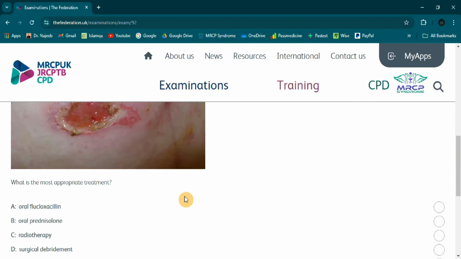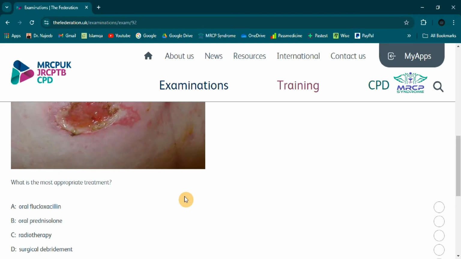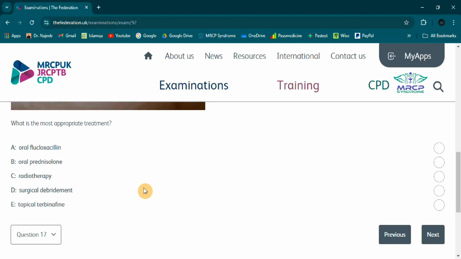So what should be the first line choice if pyoderma gangrenosum is suspected? Oral prednisolone. Yes, we'll be going for the oral prednisolone. The treatment of choice for pyoderma gangrenosum would be a systemic corticosteroid, like an oral corticosteroid. Because this condition is driven by an abnormal immune response, the corticosteroid will help to reduce the inflammation as well as the immune activity.